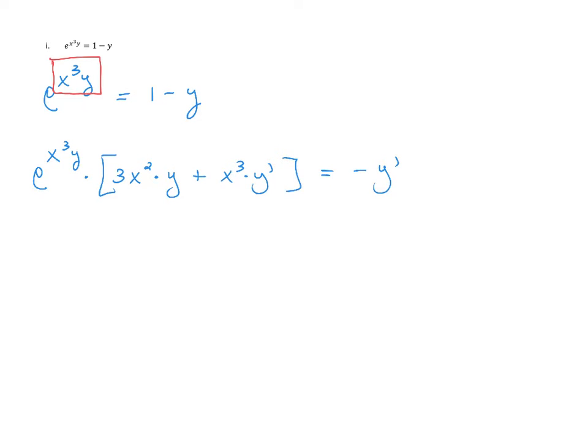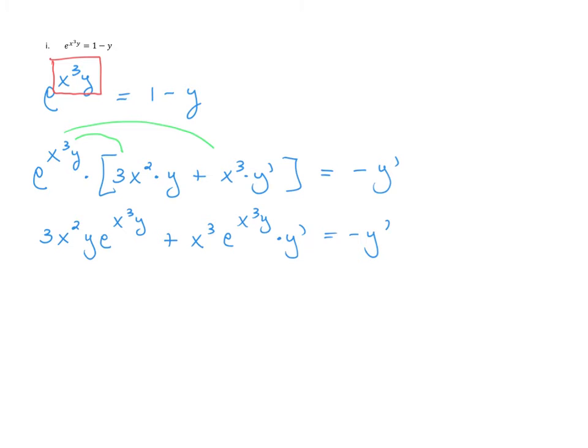Okay, if we're solving for y prime, well, first I see there's y primes on both sides of the equation. But what I think I'll do is distribute this in first. I'll rewrite this thing as 3x squared y e to the x cubed y plus x cubed times e to the x cubed y times y prime. This is equal to negative y prime. So I want to solve for the y primes.